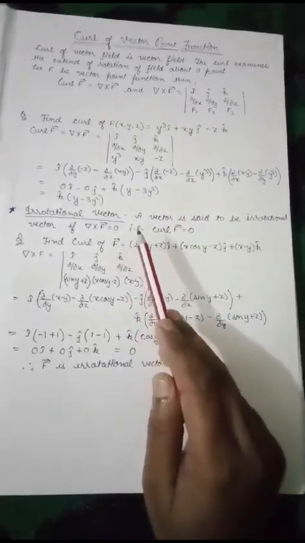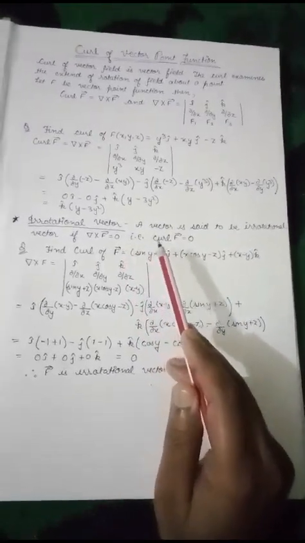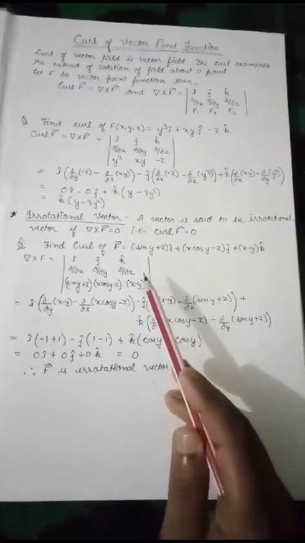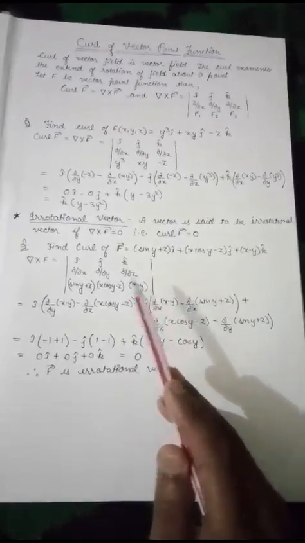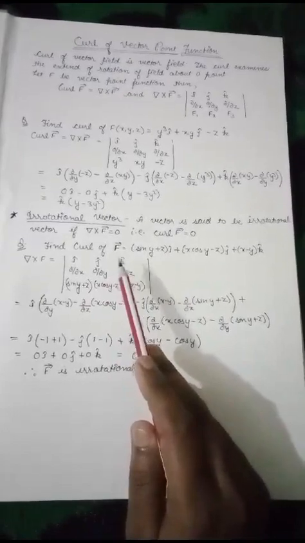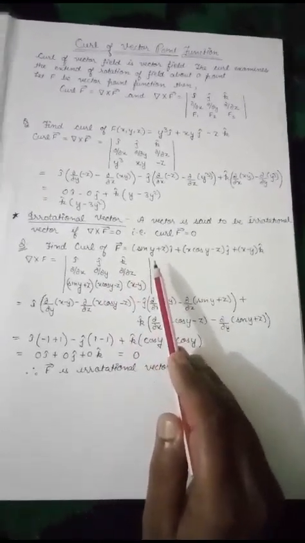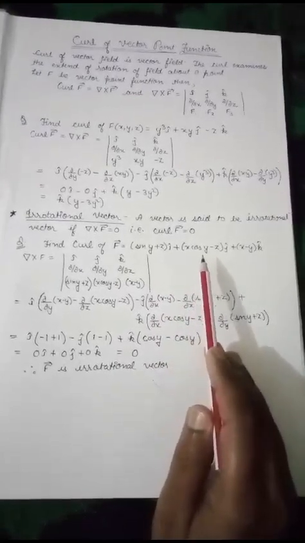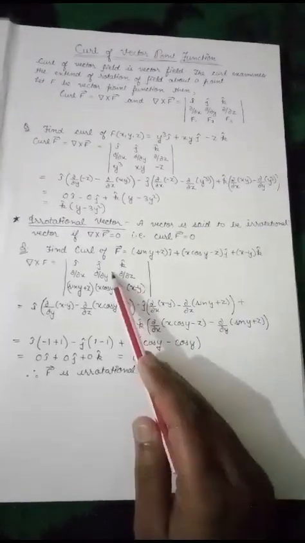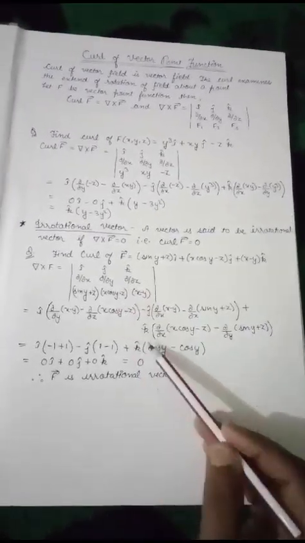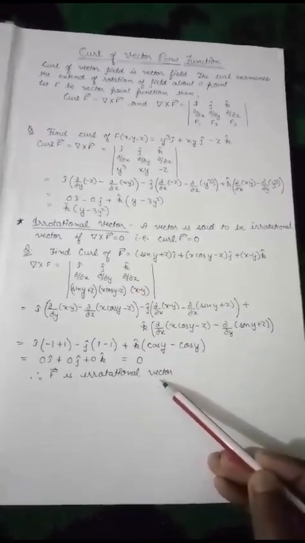Now what is an irrotational vector? A vector is said to be an irrotational vector if the curl is 0. Whenever you find the curl and it comes out to be 0, it means it is an irrotational vector. I have come up with an example: find the curl of sin y plus z i cap plus x cos y minus z j cap plus x minus y k cap. When you find the curl of this, it will come out to be 0, and since it comes out to be 0, it is called an irrotational vector.